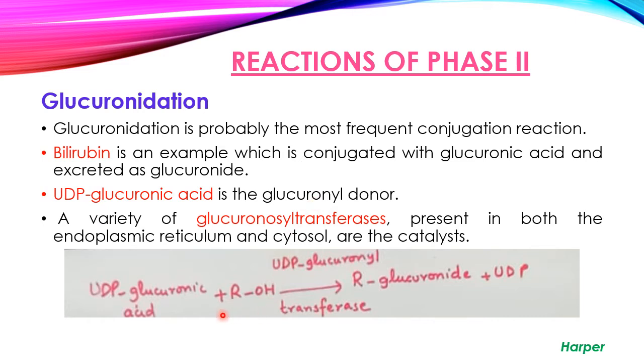Now here is the reaction of glucuronidation. This is your xenobiotic that has already been prepared in phase 1. As you can see, it has a hydroxyl group attached. Now this xenobiotic is going to become more water soluble by conjugating with UDP glucuronic acid, and here you get this product, which is called R-glucuronide. This is the water-soluble form of your xenobiotic that has already been prepared in phase 1. Now UDP leaves the reaction as a side product, and here is the enzyme, UDP glucuronyl transferase, which catalyzes this reaction.